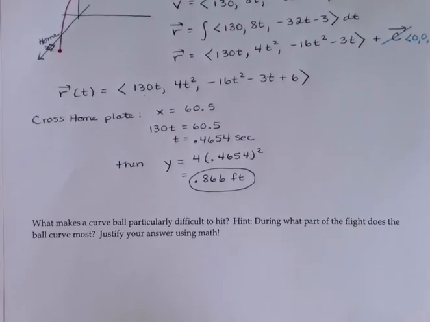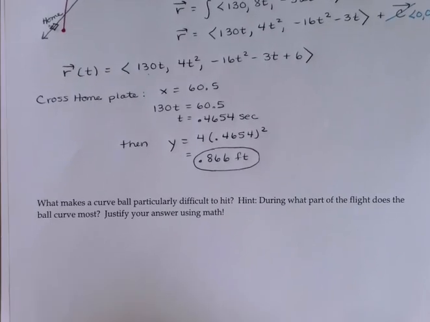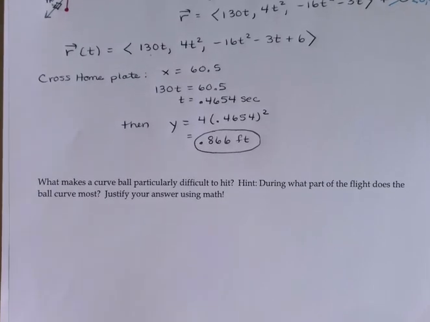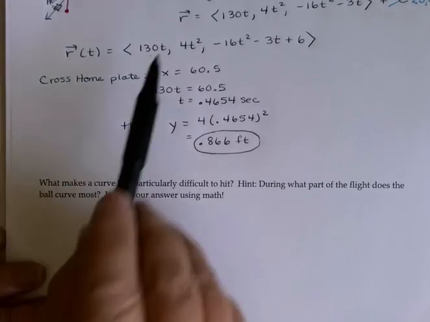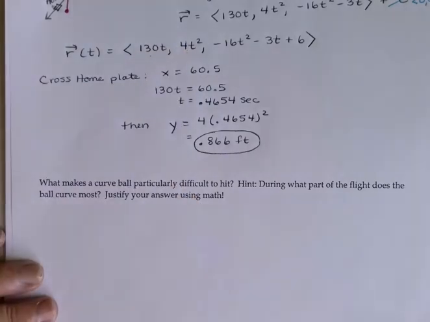All right, the last part of this question says, what makes a curveball particularly difficult to hit? And the hint is, during what part of the flight does the ball actually curve the most? Justify your answer using math. So the curve occurred in the y component, right? The 4t squared, the y component is how far off center or how much that ball is curving.